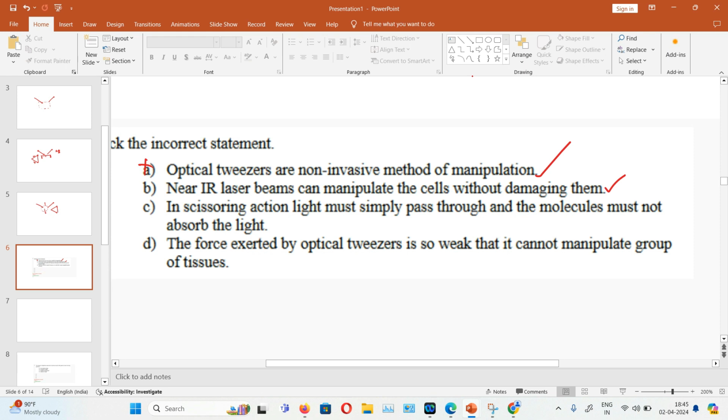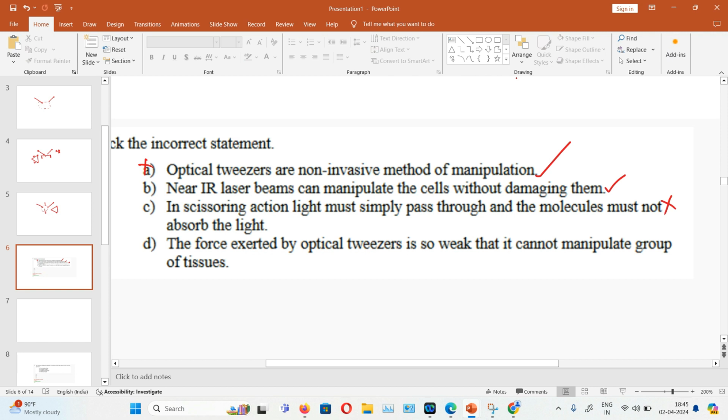In optical scissoring action, light must simply pass through and molecules must not absorb the light. So in the scissoring action, what are we supposed to do? In scissoring action, we are cutting the cell. The target cell is getting cut or destroyed, or some portion of the cell or cell wall is affected. If the cell is not absorbing, or not getting manipulated or cut, then energy is not transferred, and that is not what happens. So the statement is not correct.